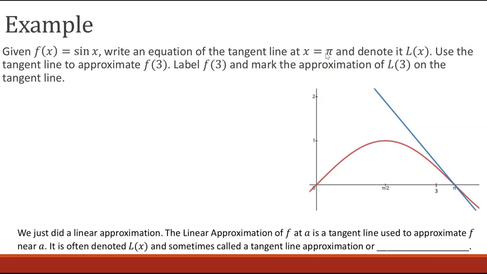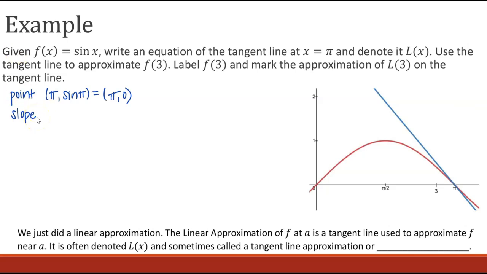To find an equation of a tangent line, we always need a point and a slope. Well, half of our point anyways is the x value pi. To find the y value of the coordinate point, we're going to plug pi into our function sine x. So our point is pi, sine of pi. And sine of pi is 0. Whoops, so this should be (pi, 0).